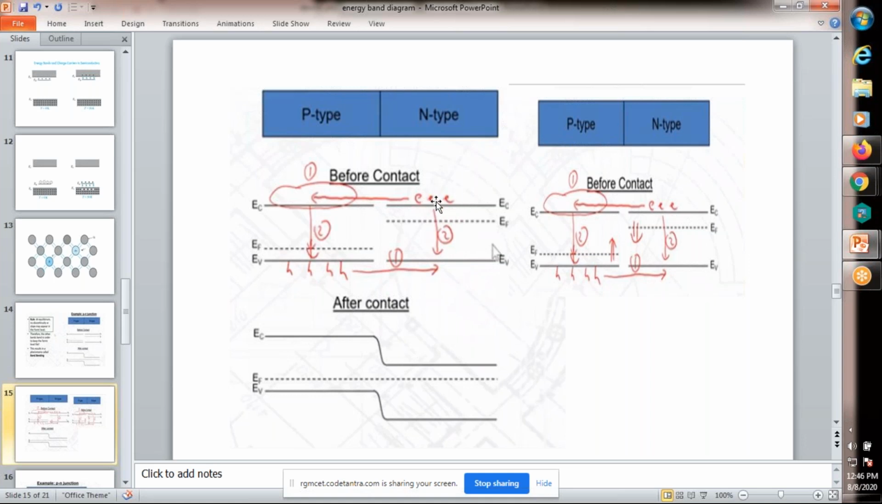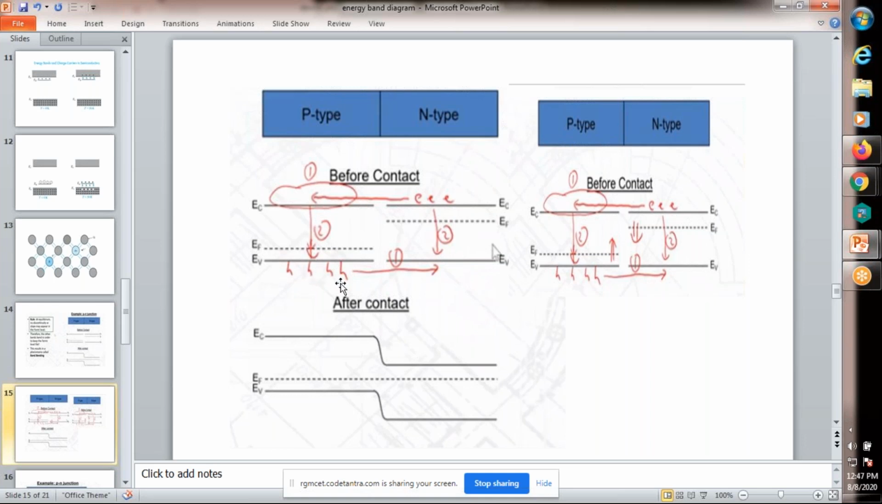Here in n-type, the majority carriers are electrons. These electrons diffuse into p-type, because the concentration of electrons here is 0, and here the concentration of electrons is more. Here 0, here more, so they diffuse into p-type. Once they diffuse into p-type, they recombine with the holes in the valence band, since the majority carriers in p-type are holes.